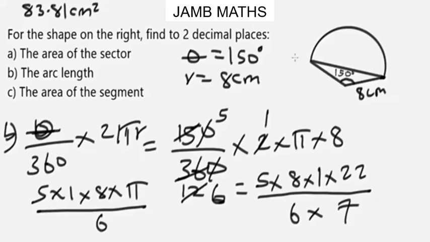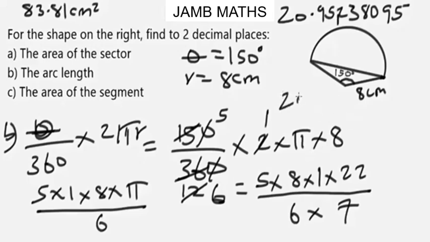Okay, so I have the figure to be 20.95238095. Since we have to leave it in 2 decimal places, this 2 after 5 here is not up to 5, so we don't approximate it. So invariably our answer to this question will be 20.95 cm. Alright, so this will be the answer to this question.